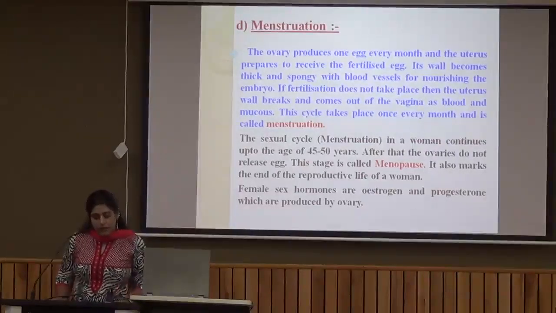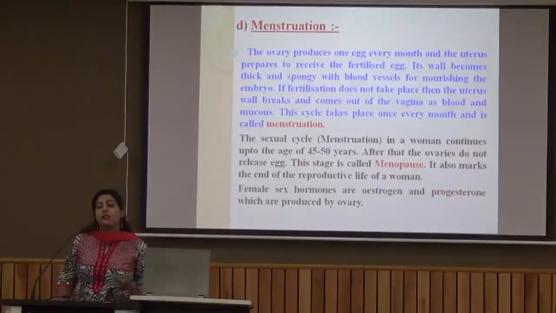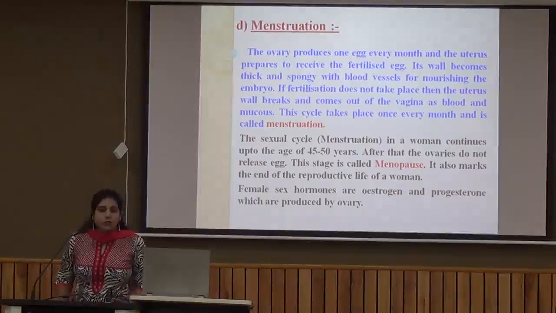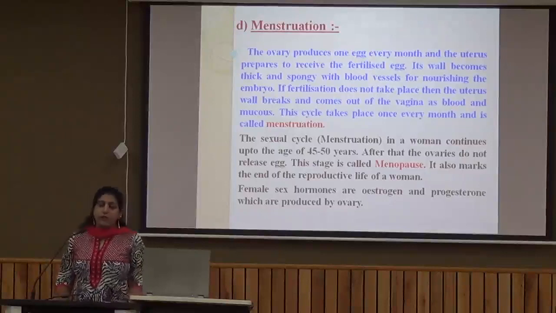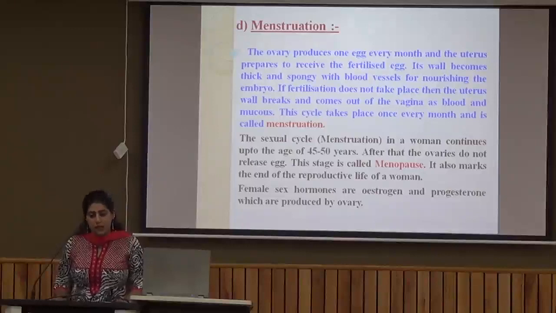Now, the menstrual cycle in a human continues up to the age of 45 to 50. That is the time span in which the woman is able to conceive or bear a child. After that, the ovaries do not release eggs, and this stage is called menopause. It also marks the end of the reproductive cycle. That means there will be no menstruation, fertilization will not take place, and the woman would not be able to bear a child. Whereas in males, the production of sperm continues throughout their life. There will be no stoppage in that.